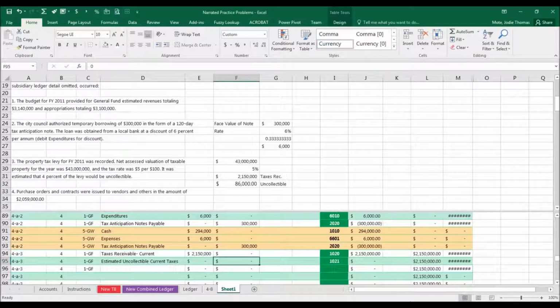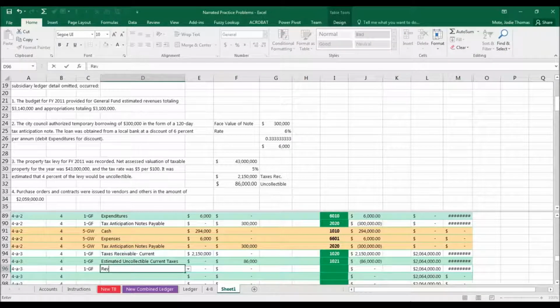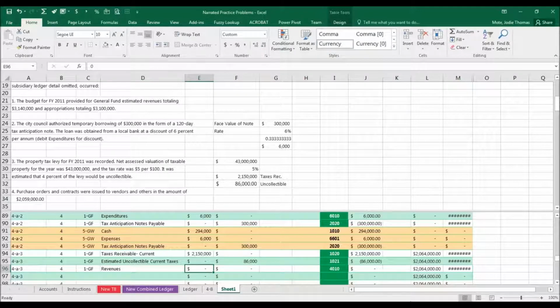$86,000 is going to be the credit. Okay, the credit to estimated uncollectible taxes. And then the revenues account is basically going to be the difference. And you can get that difference out here using your check figure column if you're using this workbook.